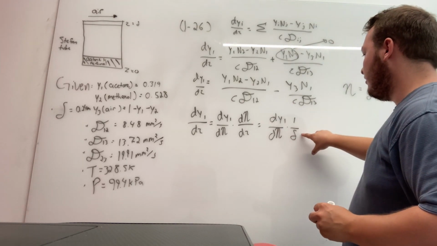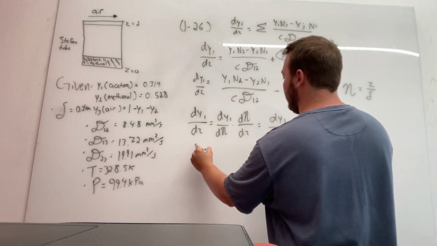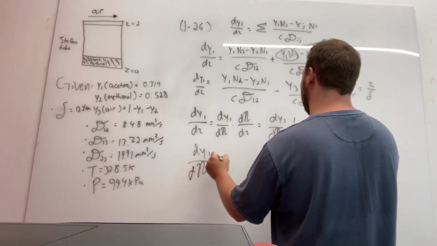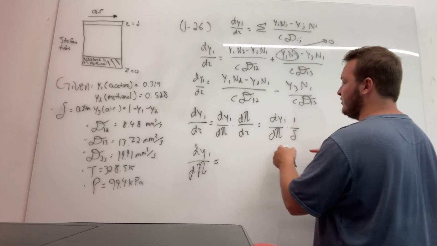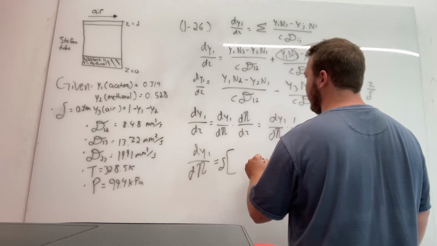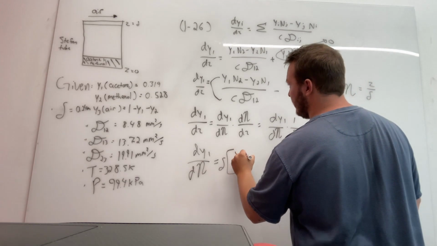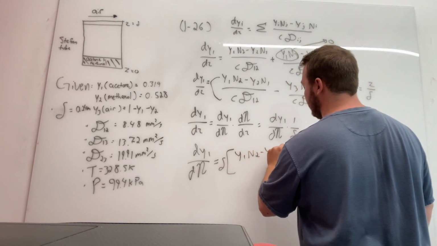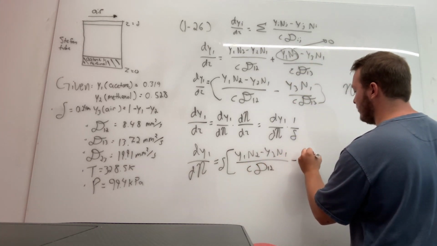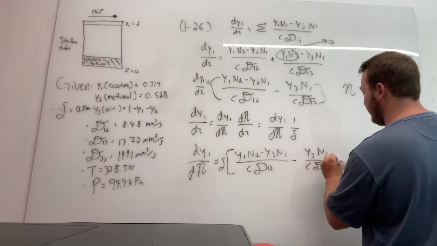Now we can put this back into this. I'm just going to multiply the delta and put it on this side. So this is going to be dy1 over d eta is equal to delta. We're just going to multiply it on the other side. So delta, and then this whole thing: y1 N2 minus y2 N1 all over c times the Stefan-Maxwell coefficient of 1, 2, minus y3 N1 over c times the Stefan-Maxwell coefficient of 1, 3.